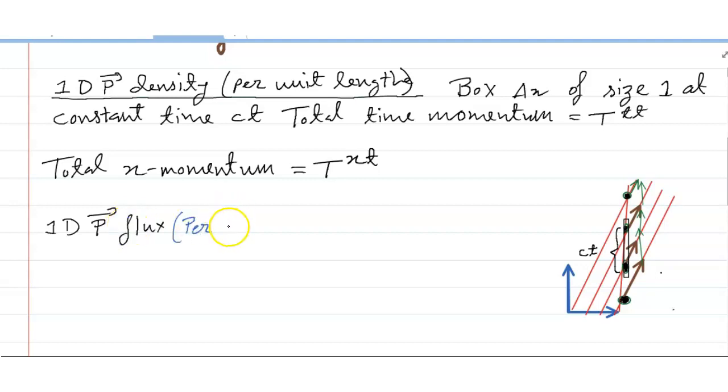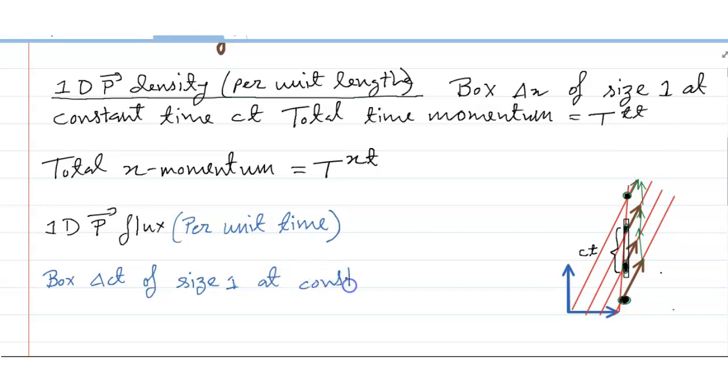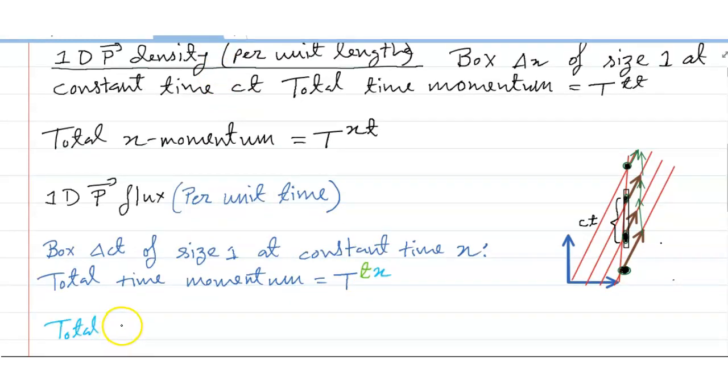Now 1D p flux per unit time, box del ct of size 1 at constant time, x, such that total time momentum is equal to T tt, and total x momentum equals T tx.